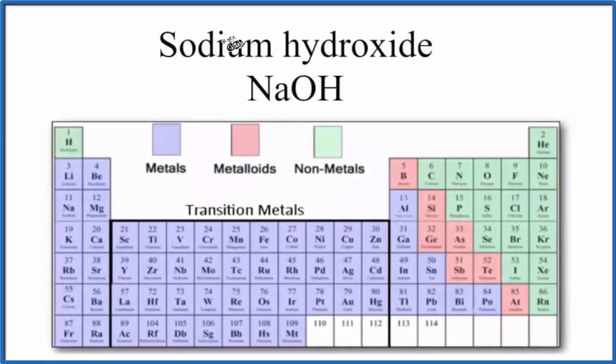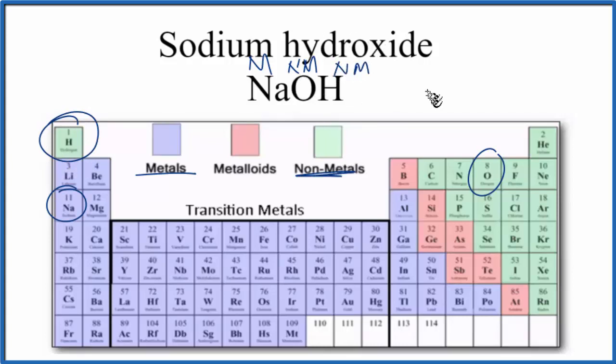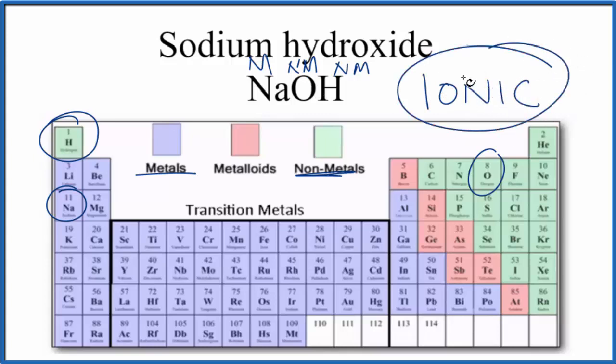In this video, we'll look at whether sodium hydroxide, NaOH, is ionic or covalent. So if we look at the periodic table, sodium, Na, that's right there, that's a metal. So we have a metal for sodium, oxygen, that's a nonmetal, and then hydrogen over here, that's a nonmetal as well. So we have a metal and two nonmetals. That means that sodium hydroxide, that's going to be an ionic compound.